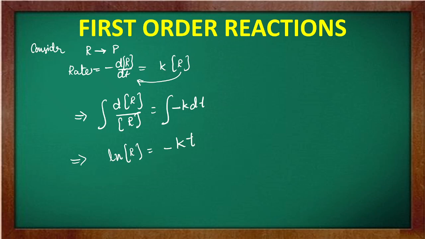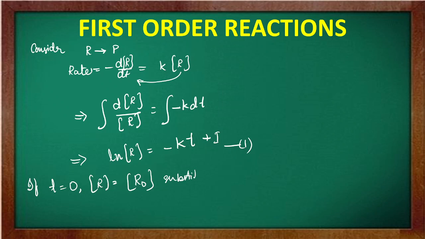Once again the same thing, minus Kt and then plus I. And once again you just imagine that if the reaction has not started, then t is equal to 0, and concentration of R will become [R] naught, meaning the initial amount that was given. So now substituting these values in equation 1, what you will get? You will get ln[R] naught is equal to 0 plus I, meaning I is equal to this. This is equation number 2.